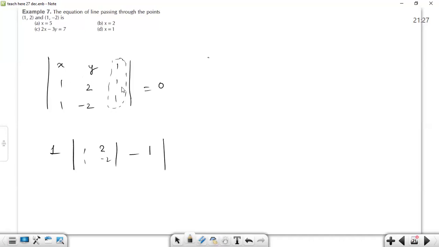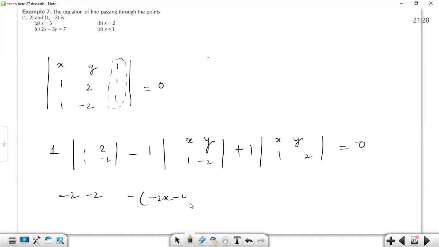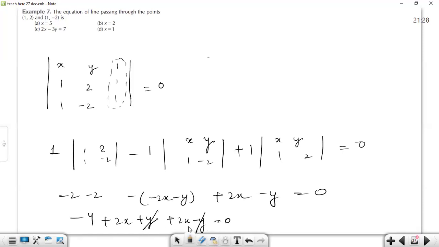x, y, 1, -2, plus 1 into the determinant of x, y, 1, 2. You don't have to write like this, I'm just writing to make you understand better. So we get -2x minus 1 into (-2x - y) plus (2x - y) equals 0. Now -4 plus 2x minus y should be 0. Plus y minus y cancels each other.